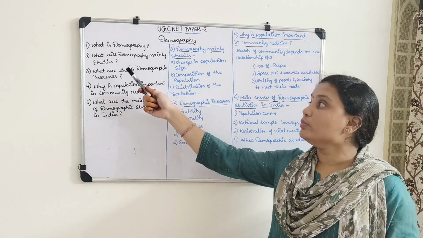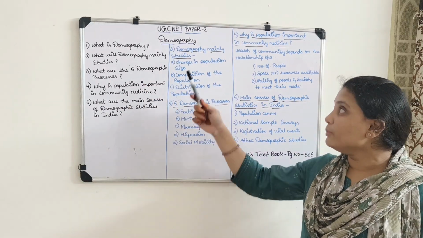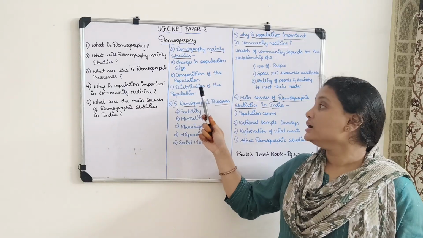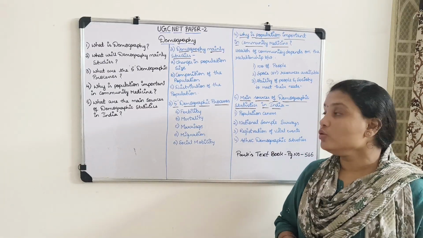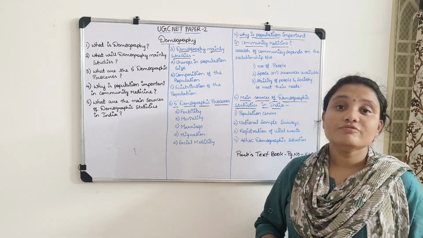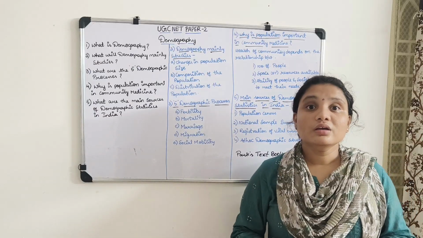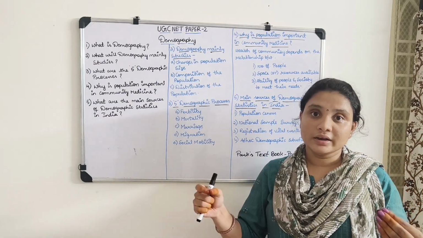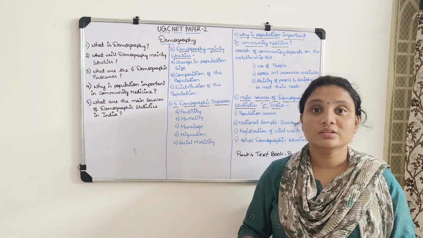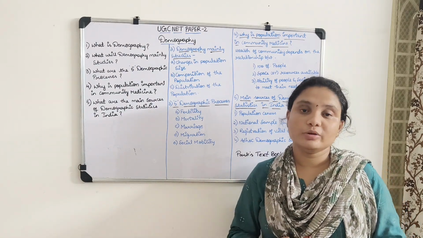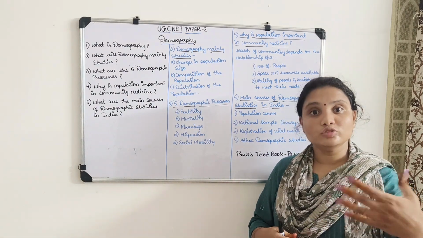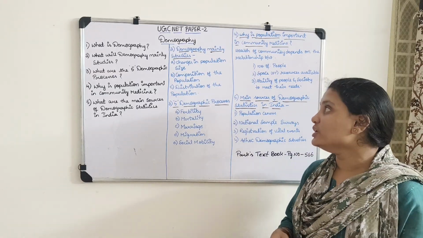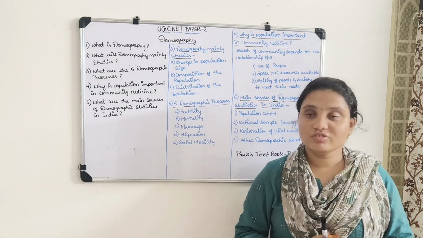Next, what does demography mainly study? Demography mainly studies changes in population, composition of the population, and distribution of the population. So we will discuss one by one. First, changes in population size. Suppose last year in a particular area there were 10,000 people. This year 10,500 people are there. So compared to the previous year, this year the population has increased. So that type of information comes under changes in population size.